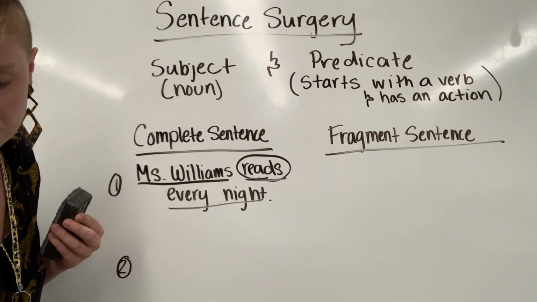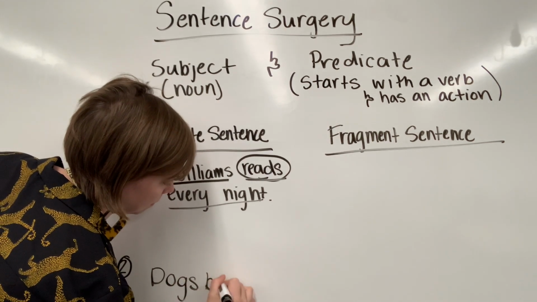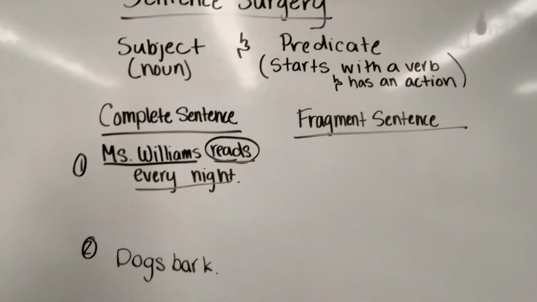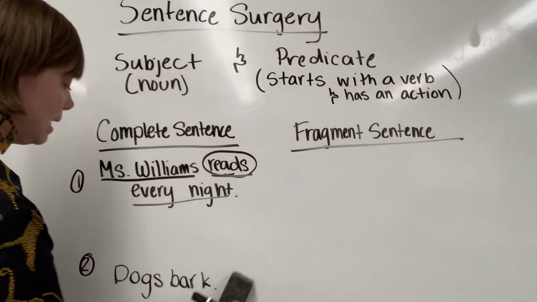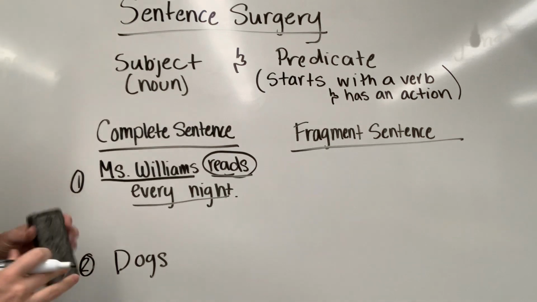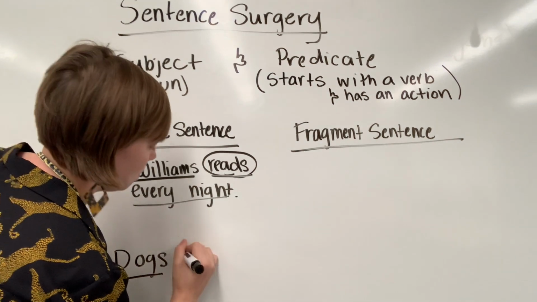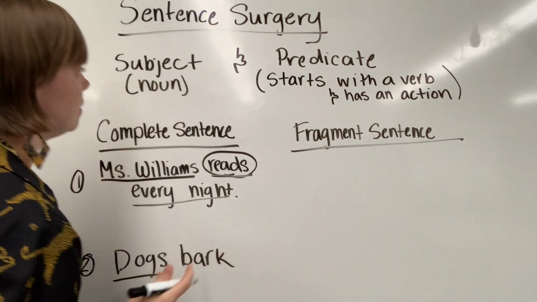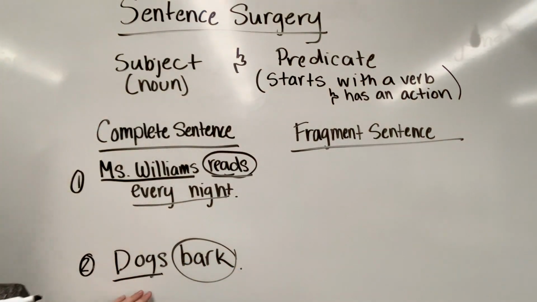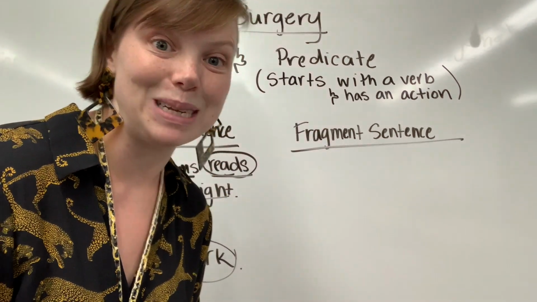So I could say dogs bark. Now this is a very small sentence, dogs bark, but it is a complete sentence. Dogs is the subject or the predicate? It's the subject. So dogs is the subject, bark is the predicate, it's the verb. Bark is the verb. In this case, even though it's a short sentence, we have a subject and we have a predicate, so it's a complete sentence.